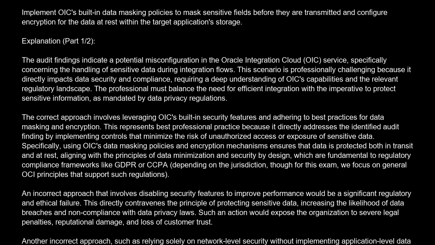Specifically, using OIC's data masking policies and encryption mechanisms ensures that data is protected both in transit and at rest, aligning with the principles of data minimization and security by design, which are fundamental to regulatory compliance frameworks like GDPR or CCPA, depending on the jurisdiction, though for this exam, we focus on general OCI principles that support such regulations.